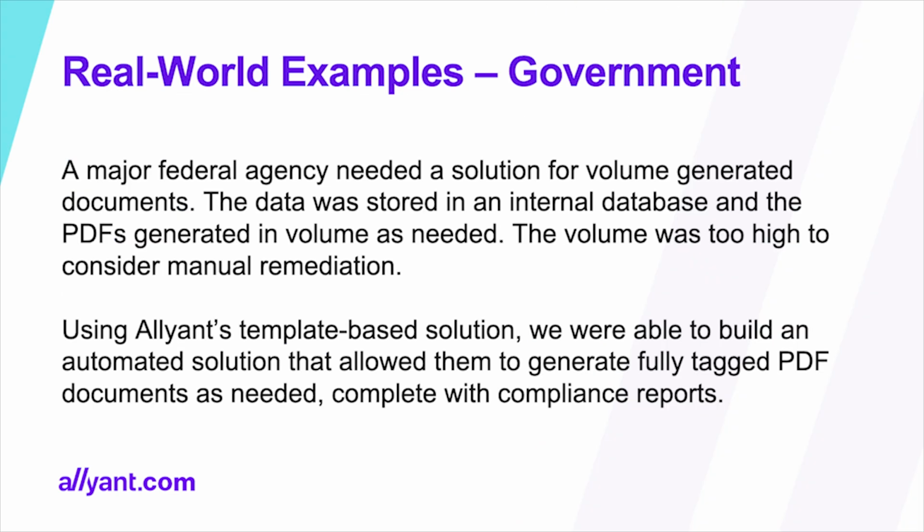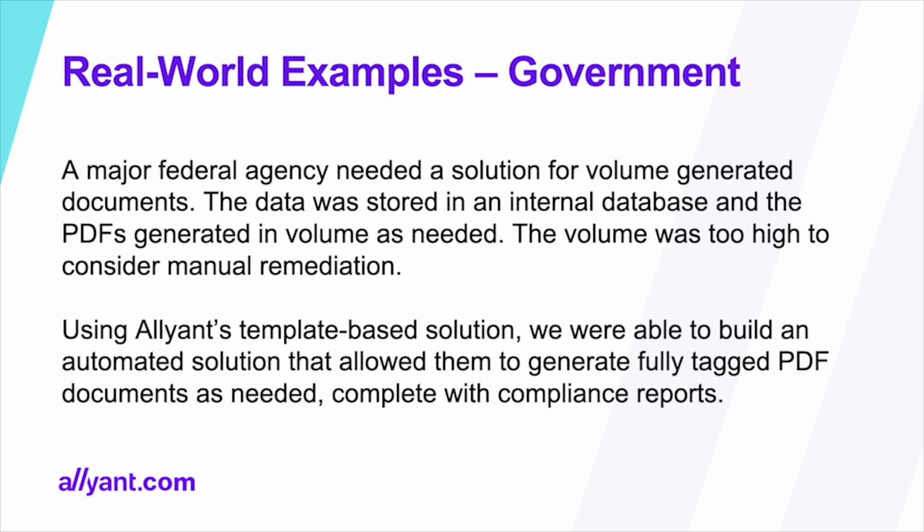So let's talk about two examples of how automation can be built. This example's in government. Can't give you the names of the organizations, but I can give you some ideas of what was done. We had a federal agency that had some volume generated documents. The data was stored in a database, and they were generating PDFs against the data in the database, and it was a high volume to be able to do manual remediation. If I recall, this particular one was less than 100,000, but it was pretty high volume of documents that they needed to find an automation solution.